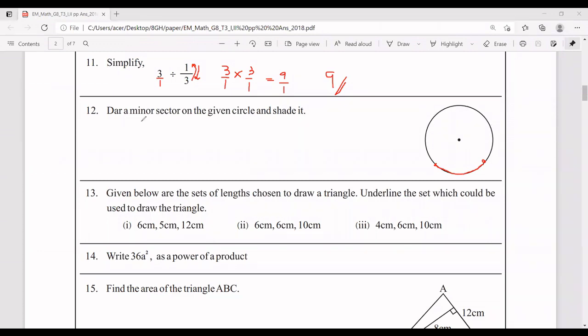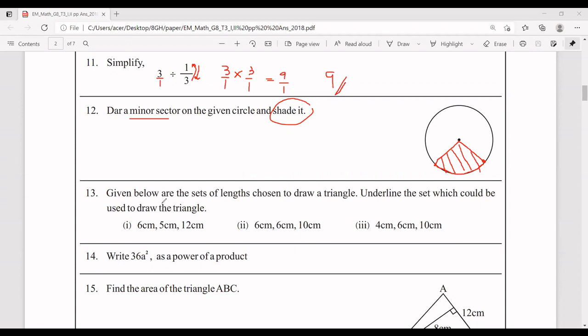Now you have to get the minor sector. So join these 2 points to the center using a ruler. The part surrounded by this minor arc and 2 radii is the minor sector. Now you have to shade it also. So this shaded part is called the minor sector.